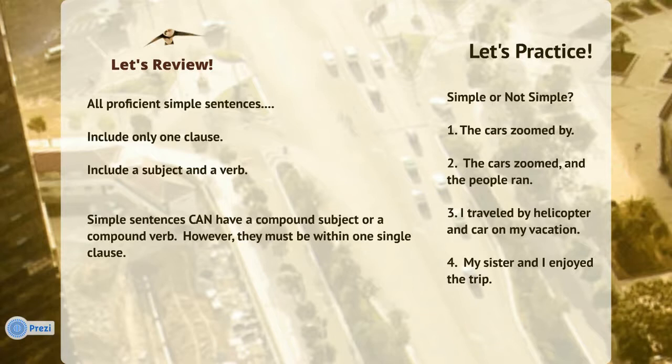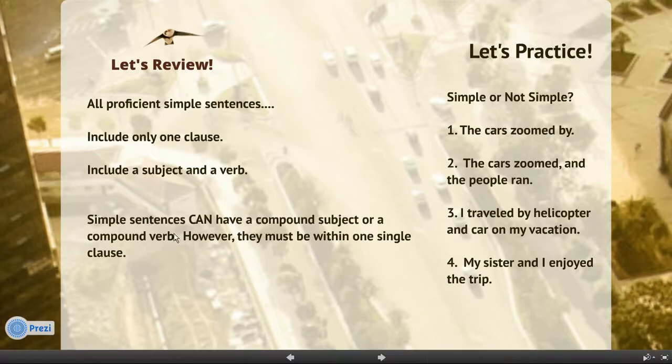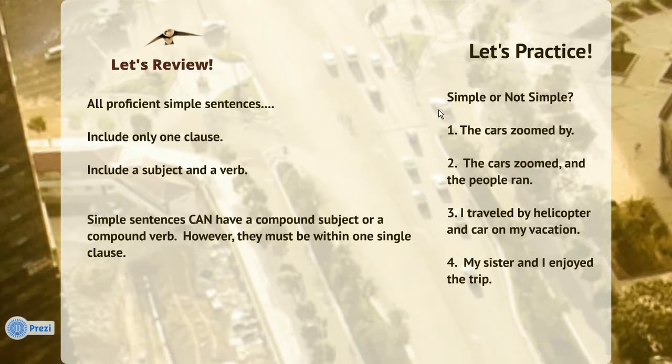Number 2, the cars zoomed and the people ran. Is that simple or not simple? Number 3, I traveled by helicopter and car on my vacation. Is that simple or not simple? And number 4, my sister and I enjoyed the trip. Is that simple or not simple?